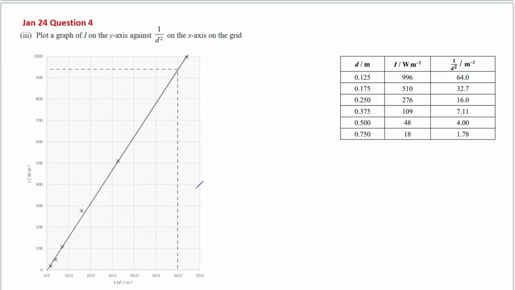So for y-axis, you have intensity, and the unit of intensity is watt per meter square. And for x-axis, it's 1 by d square. So d square is meter square. So 1 by d square is per meter square.